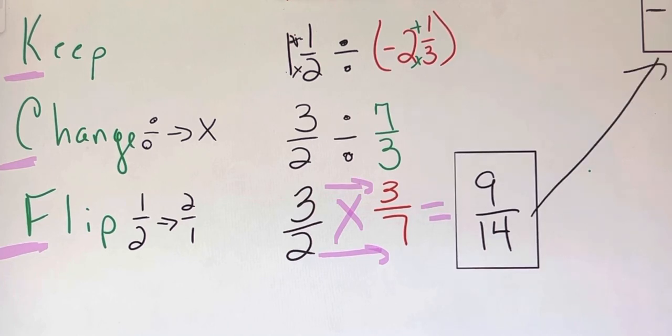Again, we already checked to see it's a positive divided by a negative, so my answer is negative, so the answer should be negative 9 over 14.